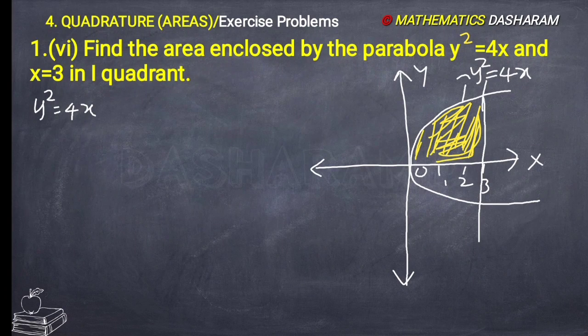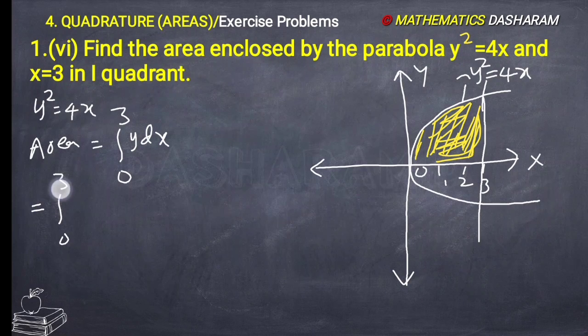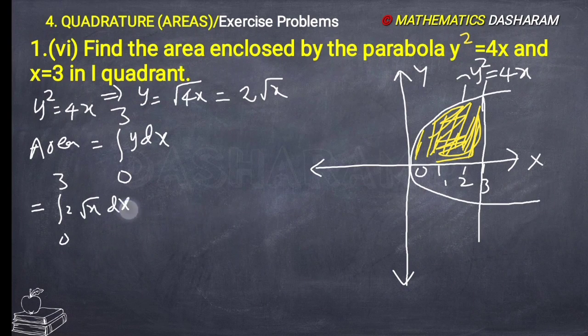So to find this area, area equals integration, here x equals 0 to 3, y dx. From y square equals 4x, y equals what? Under root 4x, root 4 is 2, into root x, so 2 into root x dx. 2 is a constant. Integration 0 to 3 of root x, in exponential form x to the power of 1 by 2, dx.